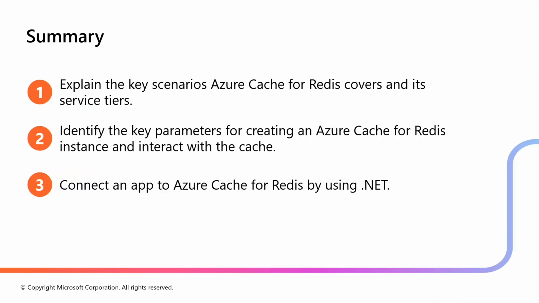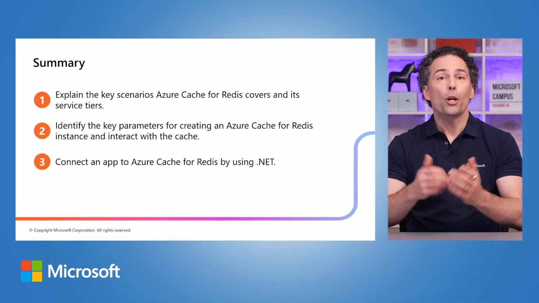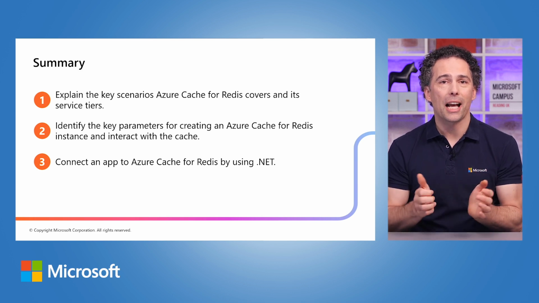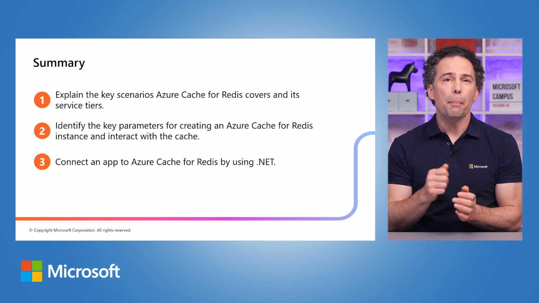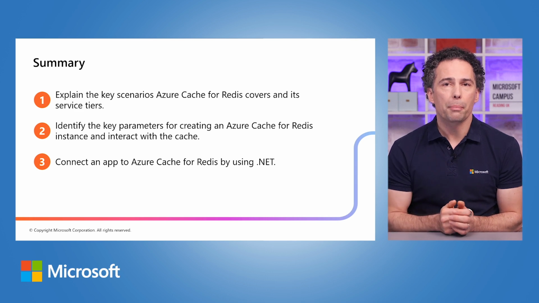In this video, I explained the key scenarios Azure Cache for Redis covers and the different service tiers it offers. We looked at the key parameters for creating an Azure Cache for Redis instance and interacting with the cache. I also showed you how to connect an application to Azure Cache for Redis by using .NET. So congratulations on learning how to configure Azure Cache for Redis and integrate it into your applications using .NET. By harnessing the power of caching, you are ready to boost application performance and reduce latency effectively. Find one of your applications and get ready to turbocharge it with Azure Cache for Redis.